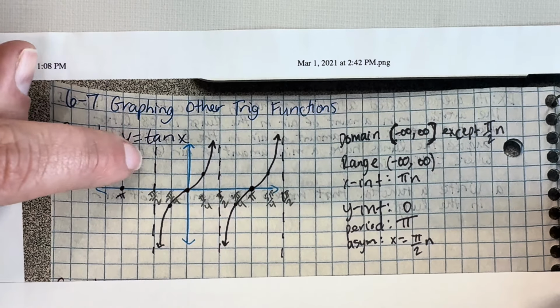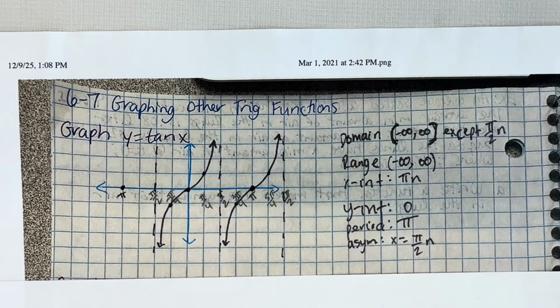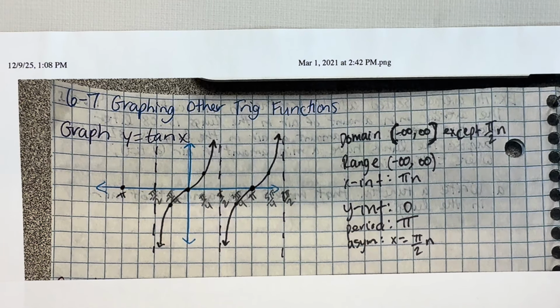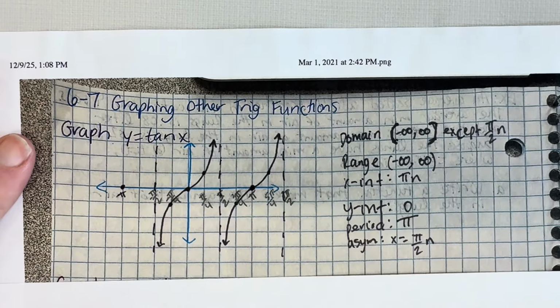Okay, so this means that they are undefined at those locations, which if you were to take a look at your unit circle, those locations would end up with like a 1 over 0, which is an undefined location.